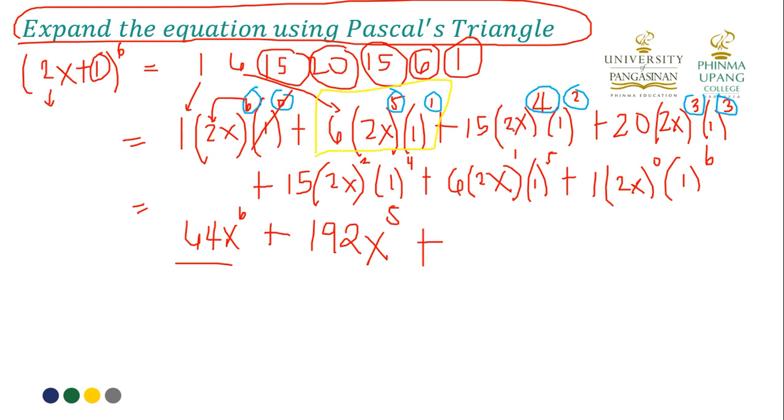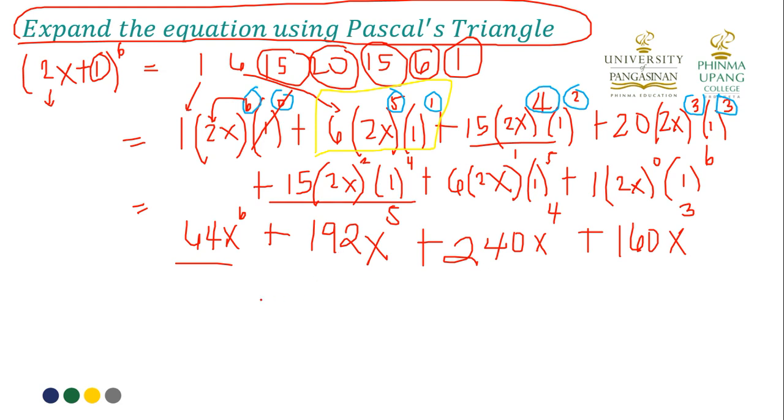Next po, what is 2 raised to 4 times 15? 240. Then 240x raised to 4 plus next po, what is 2 raised to 3 times 20? 160 po. Okay, 160x cubed.